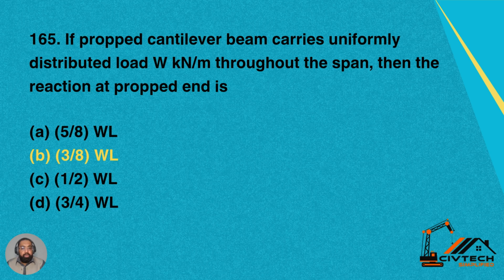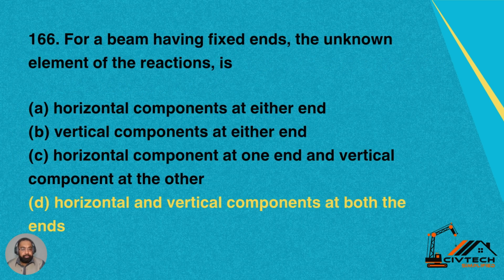Question 165. If a propped cantilever beam carries uniformly distributed load W kilonewton per meter throughout the span, then the reaction at propped end is option A, 5 by 8 WL, option B, 3 by 8 WL, option C, 1 by 2 WL, option D, 3 by 4 WL. The reaction at propped end is 3 by 8 WL. B is the correct answer for this question.